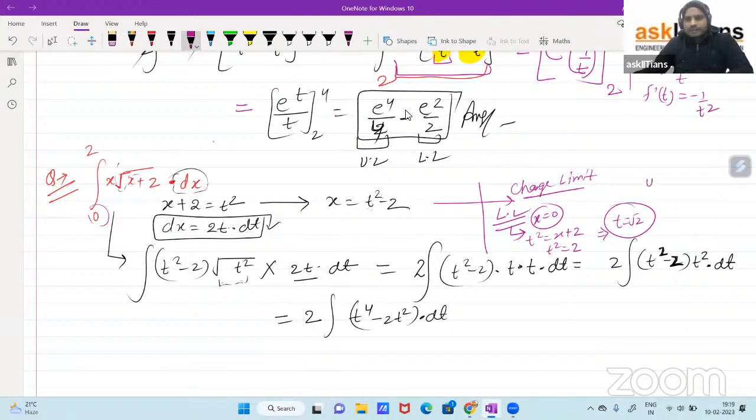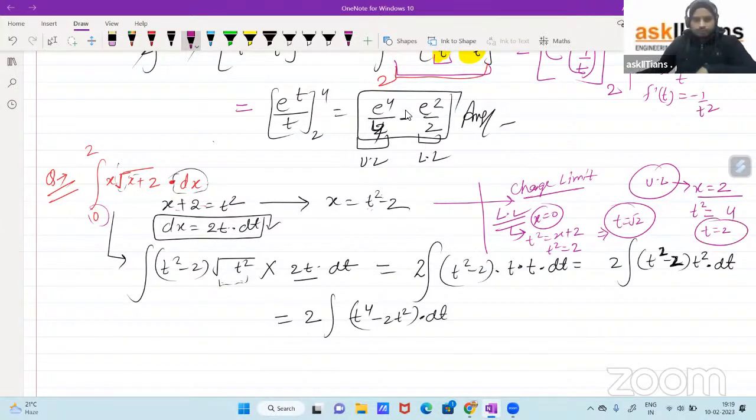And for the upper limit, when x is 2, then t square is 2 plus 2, 4, so t is equal to 2. So root 2 to 2, these are the limits. Any doubt, please ask.